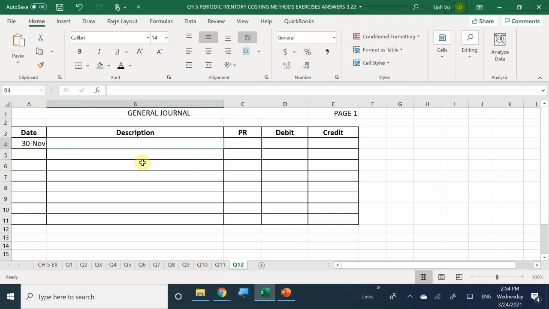Okay. In this case, ending will always come first, no matter what it is, because we're increasing our inventory, right? We're transferring from the purchase expense bucket into the inventory. So we're increasing the inventory. So ending inventory will always come first.